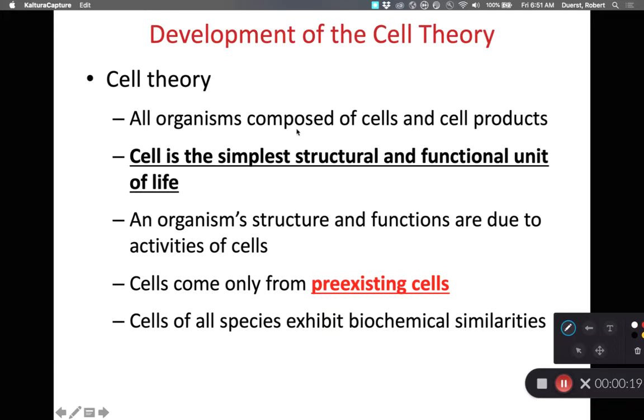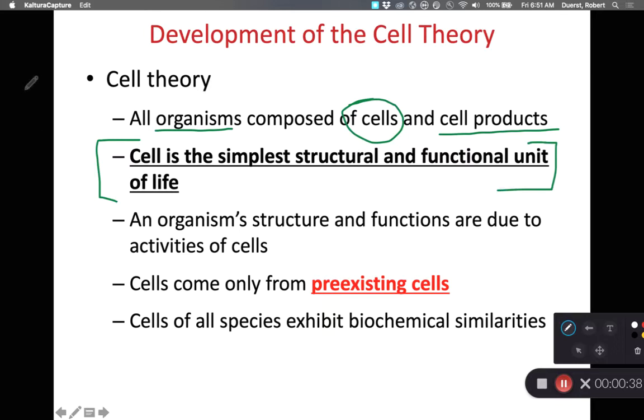As we think of cell theory, we need to emphasize all organisms. So if we're alive, we're an organism, and we're going to be composed of cells and the things made by the cells, so cell products. And I emphasized this in Chapter 1. I'm going to emphasize it again. The cell is the simplest structural and functional unit of all life.